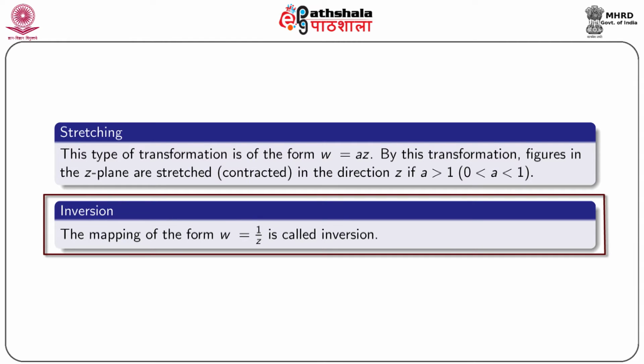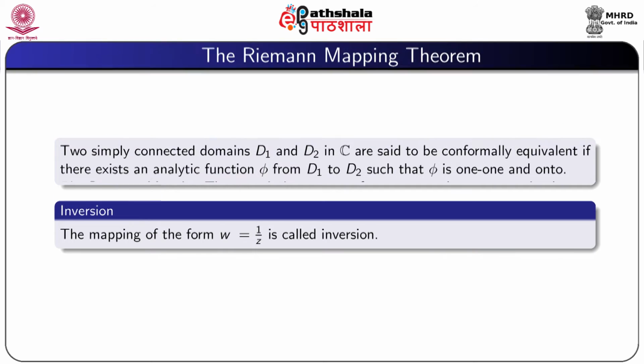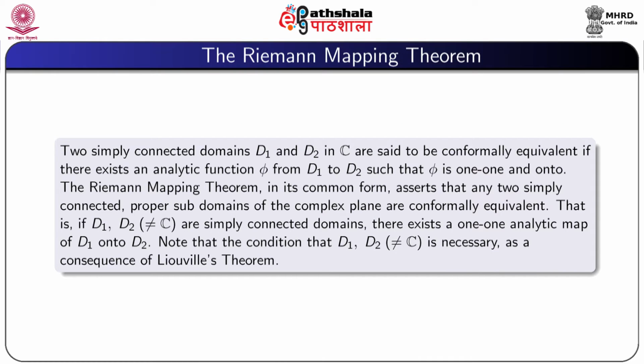Another is inversion. The mapping of the form w equal to 1 by z is called inversion. Now the Riemann mapping theorem. Two simply connected domains D1 and D2 in the complex plane are said to be conformally equivalent if there exists an analytic function phi from D1 to D2 such that phi is 1-1 and onto.